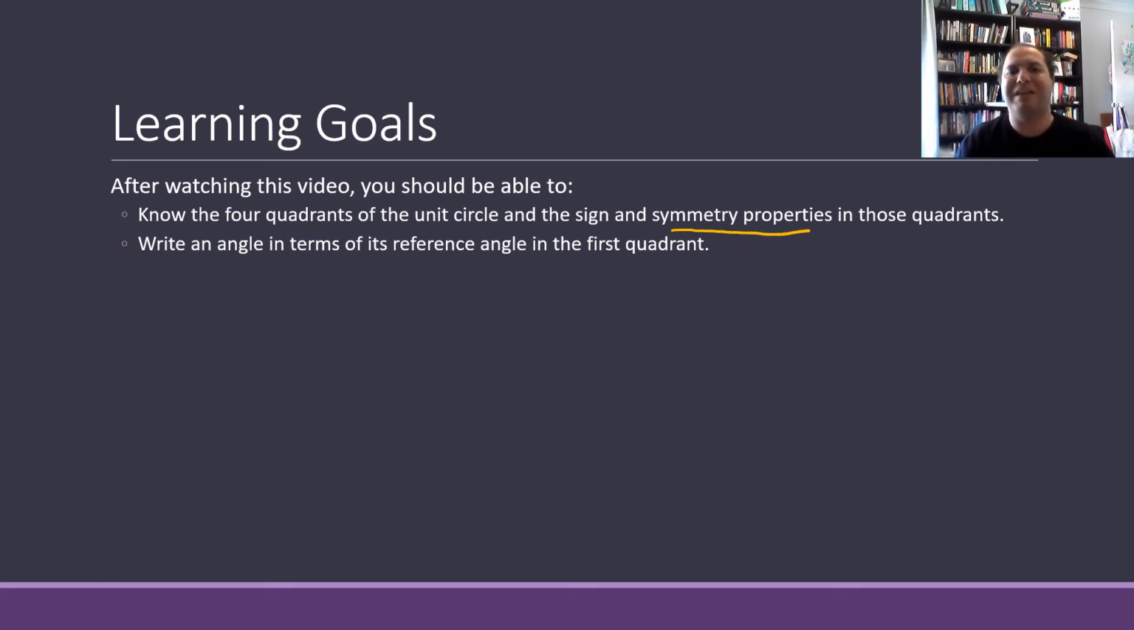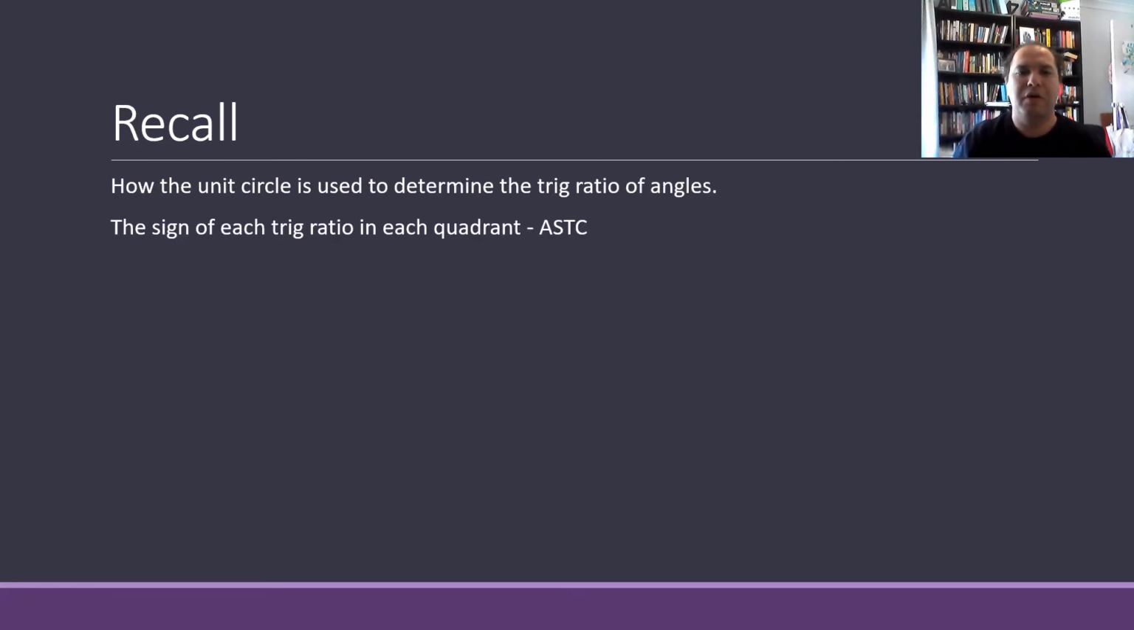And also write an angle in terms of its reference angle in the first quadrant and use that to help with calculating its value. So some things to recall. We have to remember our lesson on the unit circle and how we use it to calculate trig ratios of different angles using the x and y coordinates of that point on that circle. We should also know the sign of each trig ratio in each quadrant.